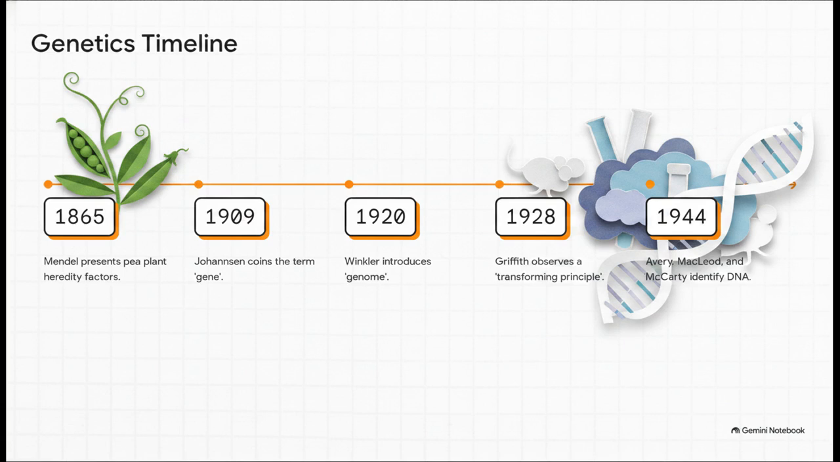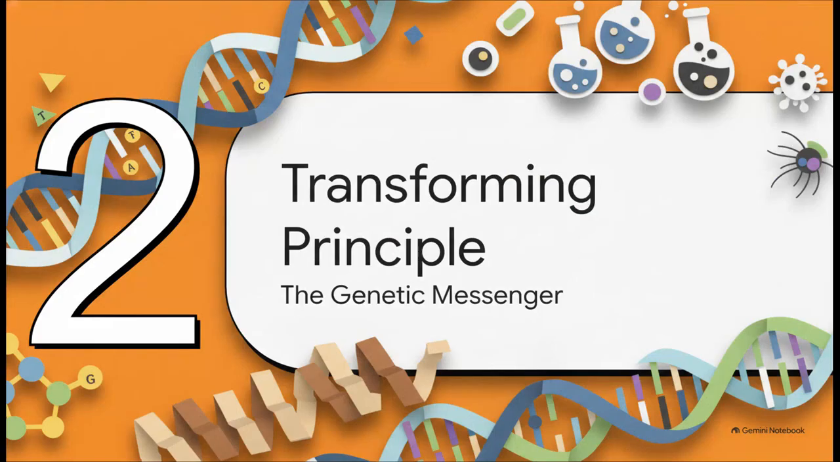By 1928, Frederick Griffith stumbles onto this crazy transforming principle that allowed harmless bacteria to suddenly become deadly to mice. And then, the bombshell. 1944, Avery, McLeod, and McCarty proved this mysterious transforming principle wasn't a protein at all, it was DNA.